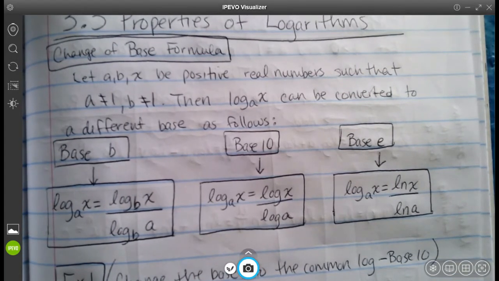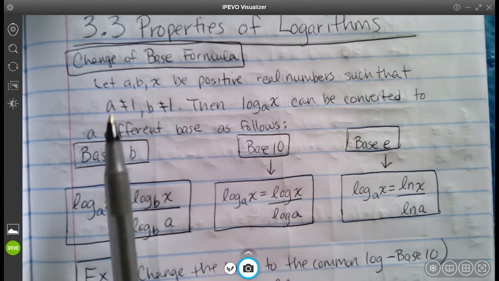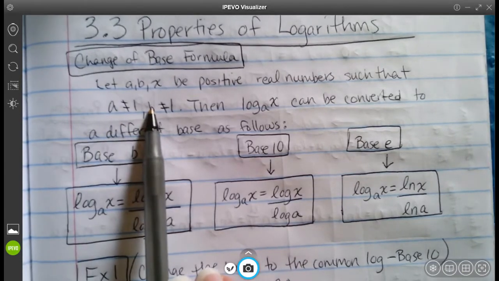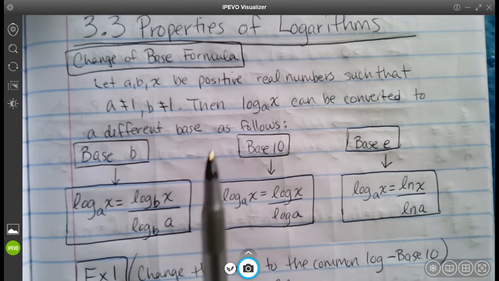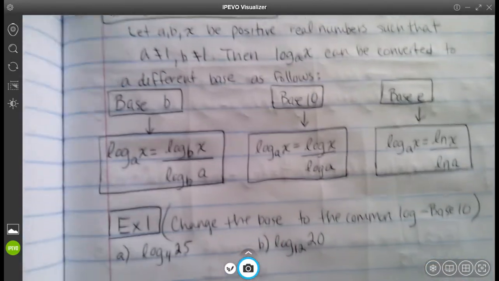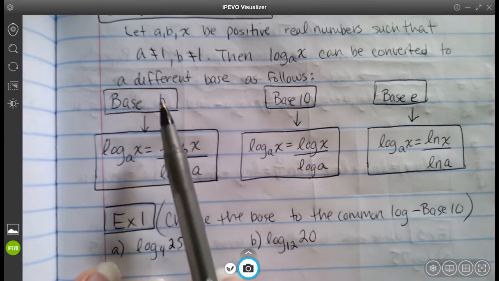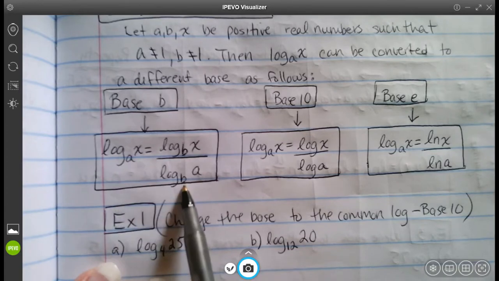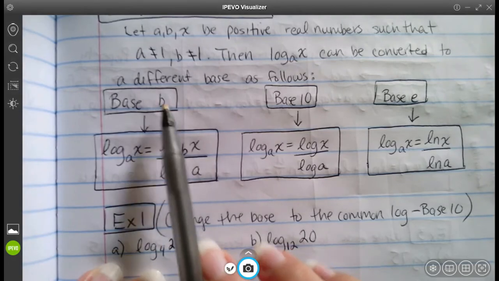And this is basically if we have a log or a natural log that is in one base that we want to convert to a different one. So we have to let our a, b, and x be positive real numbers such that a is not equal to 1 and b is not equal to 1, first condition. If that's true, then the log of base a of x can be converted to the different bases using these little formulas here. So for base b, meaning just a random base, all we need to do is take our log of x using that base and divide it by log of a, again using that same base, and this will give us the numerical approximation of what that number would be.